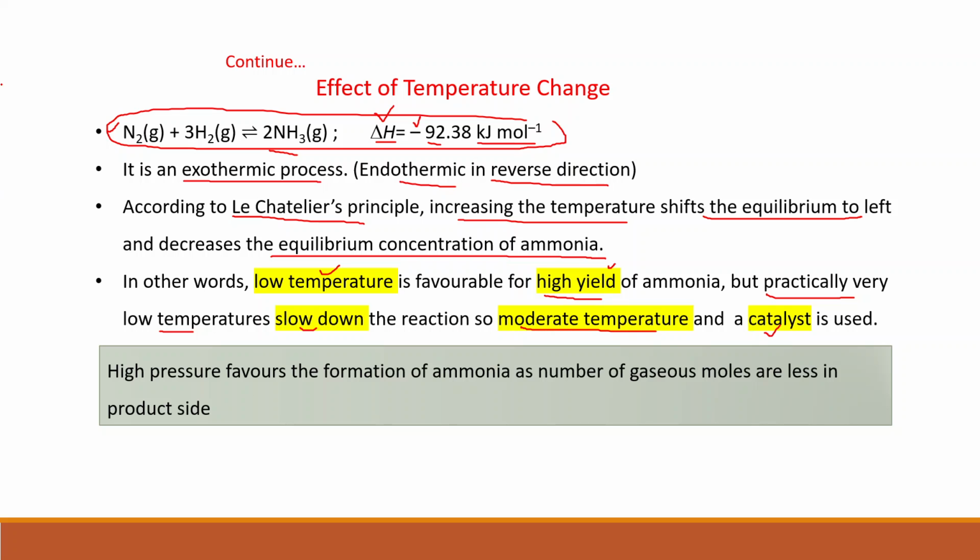Now again, what is the effect of pressure on this reaction? We discussed it in the previous video. When we increase the pressure, equilibrium will shift in the direction where the number of gaseous moles is less. So in this case, high pressure favors the formation of ammonia, as the number of gaseous moles is less on the product side.